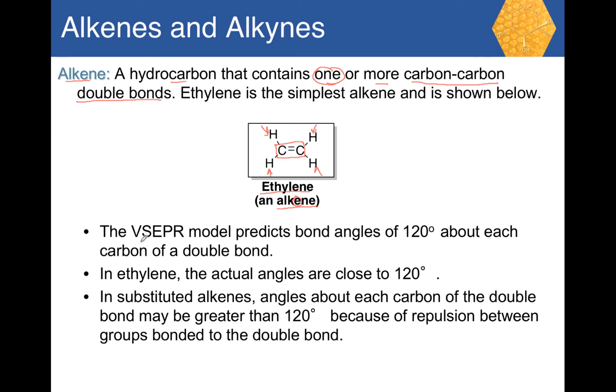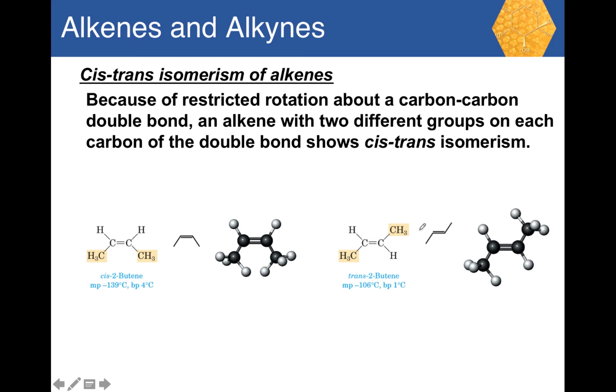Based on the VSEPR theory, the valence shell electron pair repulsion theory, we'd expect this bond angle here to be 120 degrees. So it is a flat molecule. The key here is it is a flat molecule where this double bond here is very rigid, no rotation, and the bond angles here are 120 degrees. The reason why I was emphasizing flat and rigid is that this bond cannot rotate. So there's no rotation here.